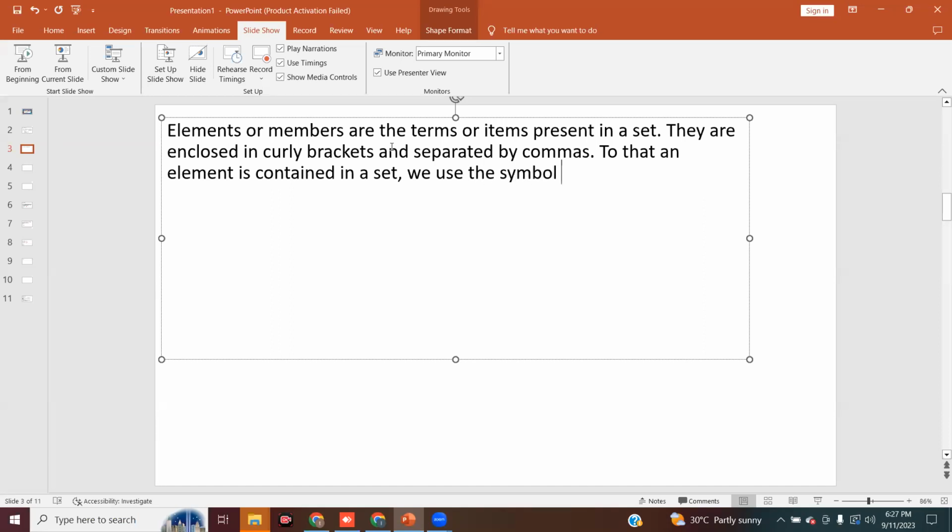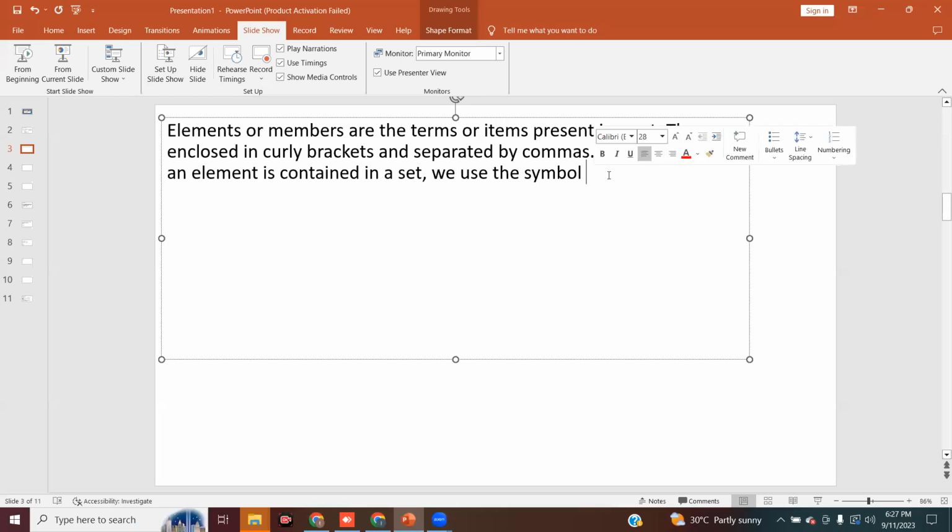Excuse me, Mr. G. Yes, sir. Should it be saying to represent that an element? Oh, to represent. I was supposed to say to represent. Thank you. To represent that an element is contained in a set. Very good, thank you, Olivia. To represent that an element is contained in a set, we use the symbol.